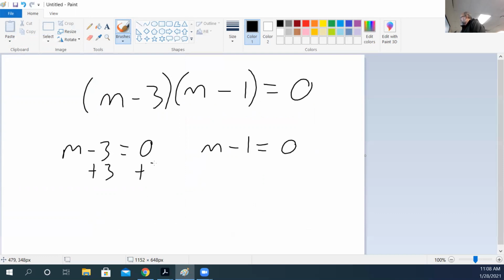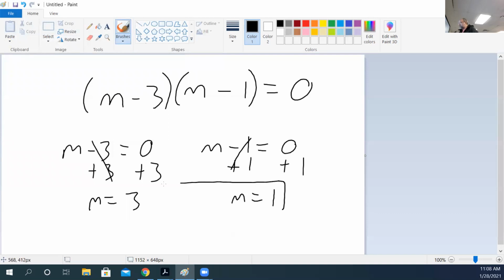So we'll add 3 to both sides. m equals 3 because that canceled. And if you do the opposite, remember to move it across the equal sign. So m equals 1. There are two answers. All right, here we go. Let's keep on rolling.